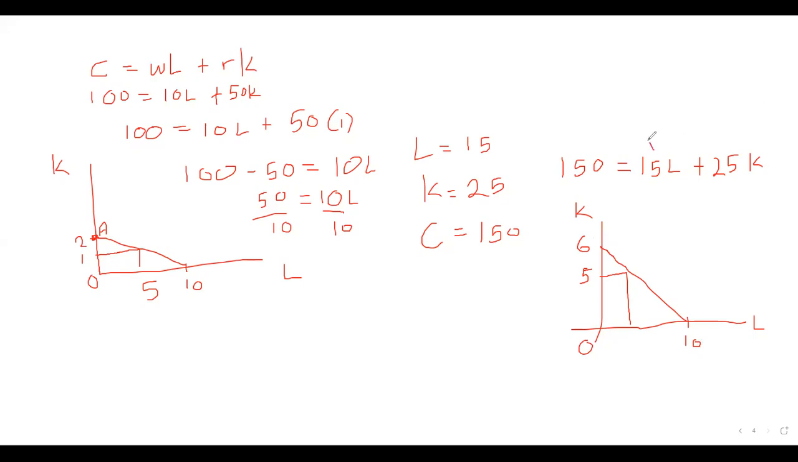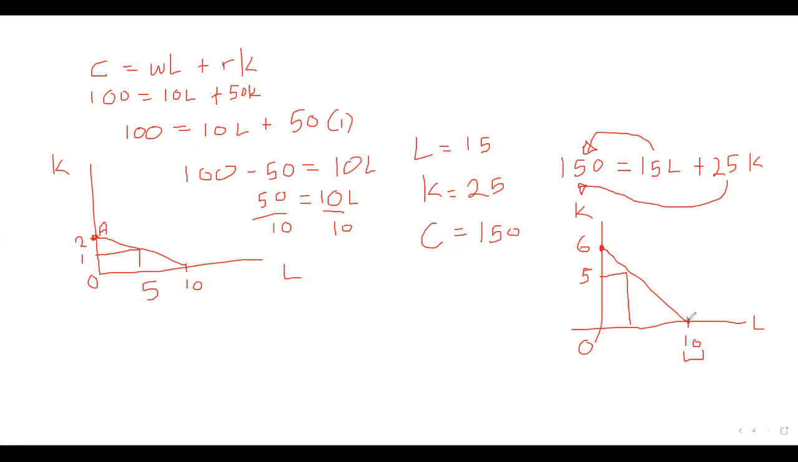So what she's trying to say is when this number divides into the 150, it gives us the intercept for labor. So 15 into 150 gives us 10. So we have 10 labor units here. Then when this number divides into 150, it gives us the intercept for capital. So 25 into 150 gave us 6. Is that clear?